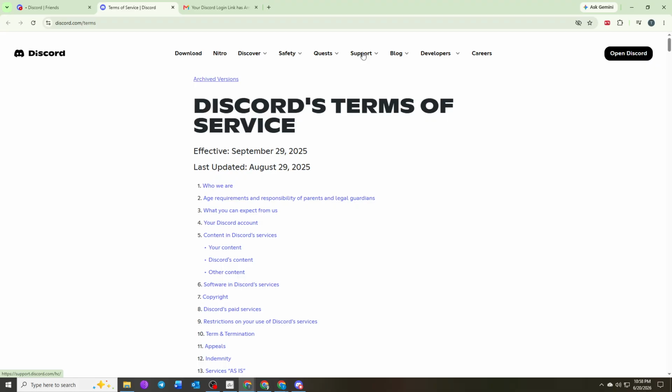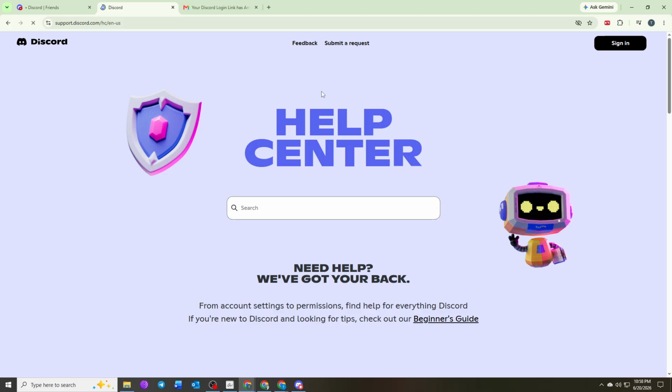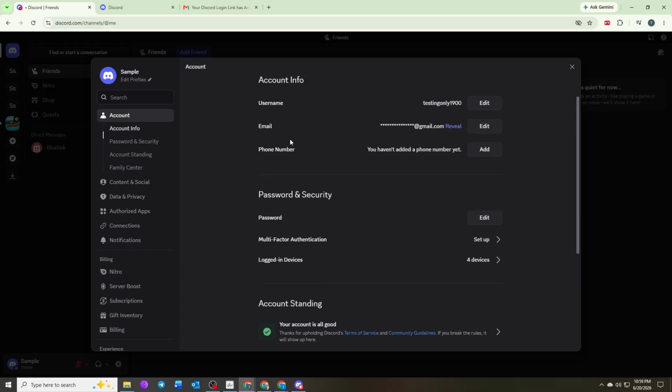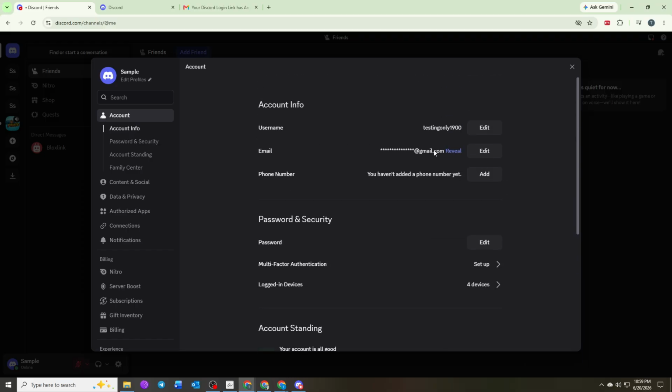When writing your appeal, remain polite and professional. Clearly explain that you would like the decision reviewed and avoid using aggressive or confrontational language. Be sure to provide accurate information throughout the appeal. Use the email address associated with the account and include your Discord username. Explain what you were doing before the account became disabled and provide any relevant details that may help support staff understand the situation.